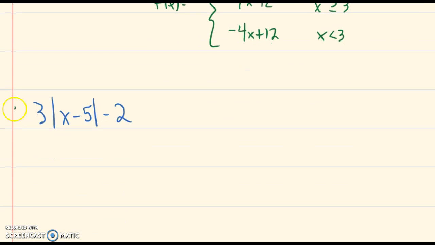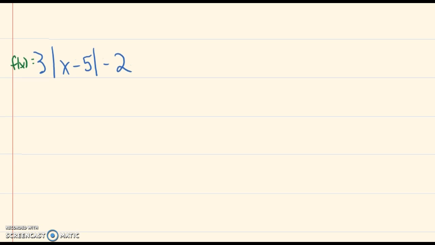The challenge is what happens when we have all this other stuff on the outside. So here we've got 3 times the absolute value of x minus 5, minus 2, and we're trying to write that as a piecewise function.